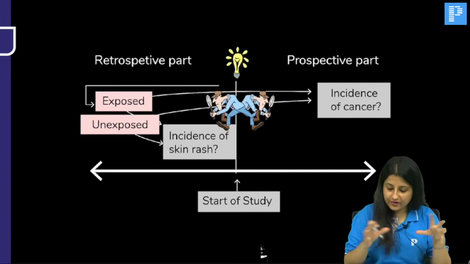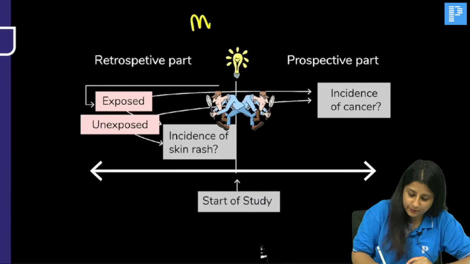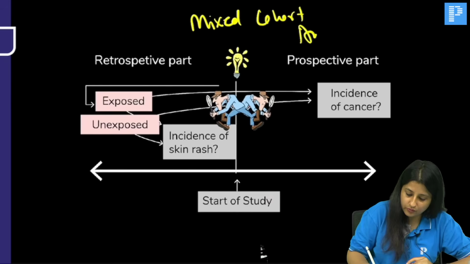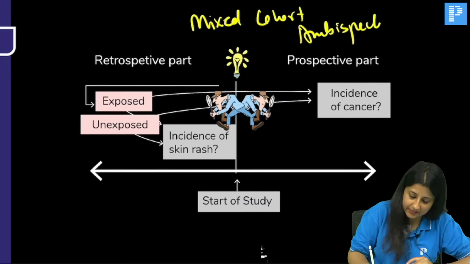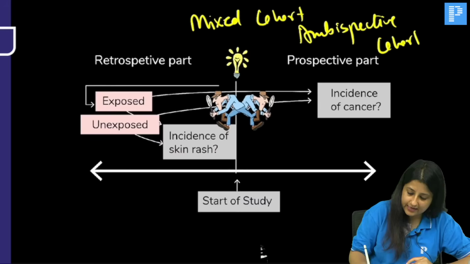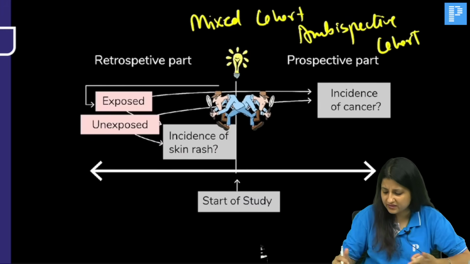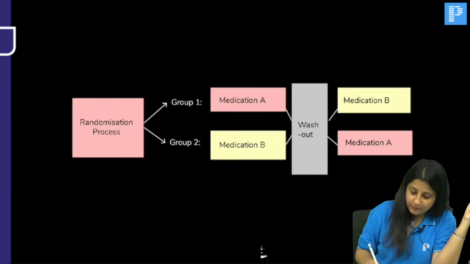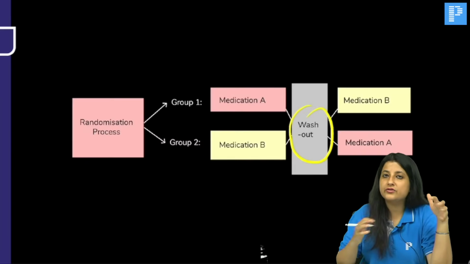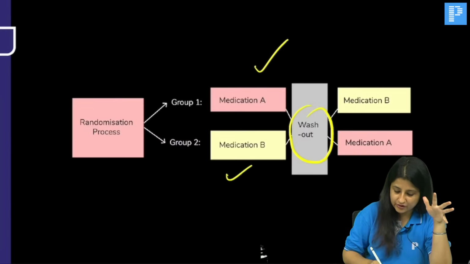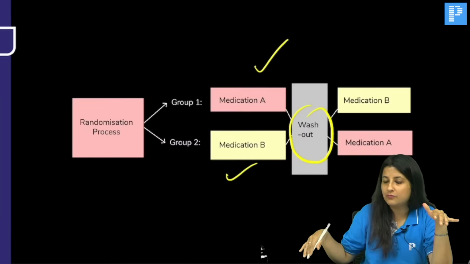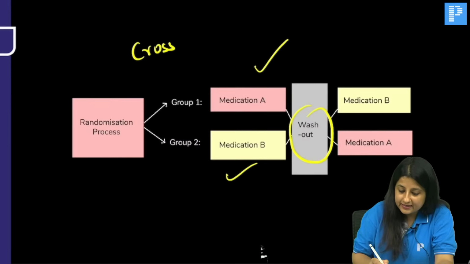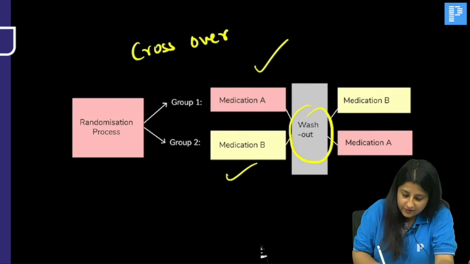But this one where you have both prospective and retrospective together, this is mixed cohort, or you could also call it ambispective cohort. Less chance of these coming, but still, because EPID mostly has questions. What do you call this, where you can see the washout period? You started with a group, put them on medication A, medication B, then you crossed them over. This one is crossover trial.